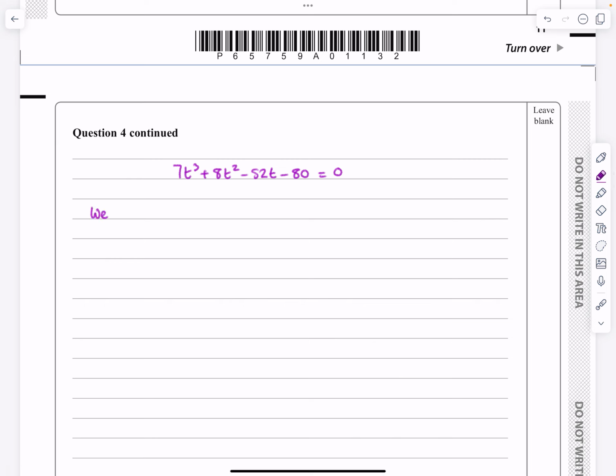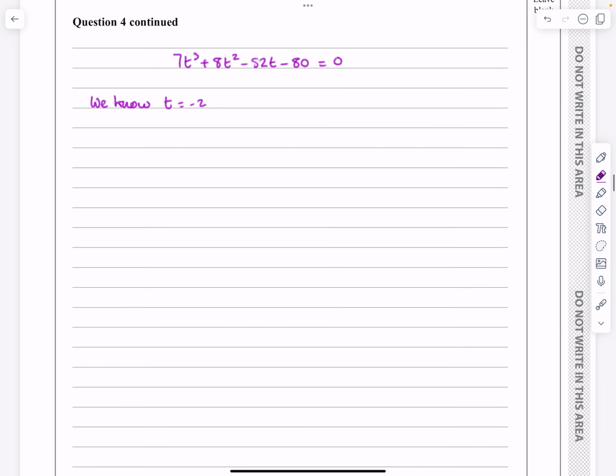So we know t equals minus 2. What that means is that I can do the long division, t plus 2 into this cubic, to see if I can solve it. So 7t cubed plus 8t squared minus 52t minus 80 equals 0.